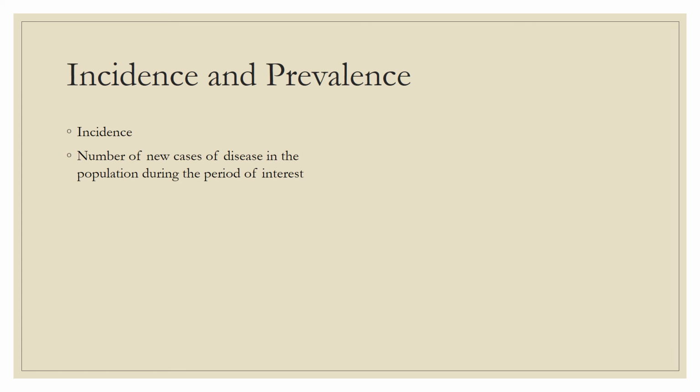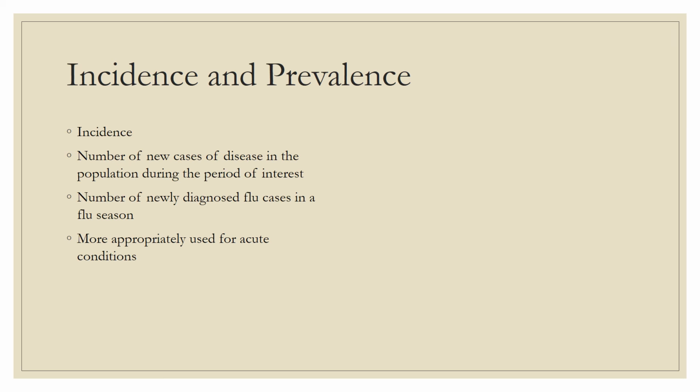This leads us to incidence and prevalence. These are going to be typically rates, which is why it's important to understand the difference between proportions and rates. Incidence is a very important term in epidemiology. It is defined as the number of new cases of disease in the population during a period of interest. So new is the key word here. How many new cases are being diagnosed? For instance, maybe you want to study the number of diagnosed flu cases in a flu season.